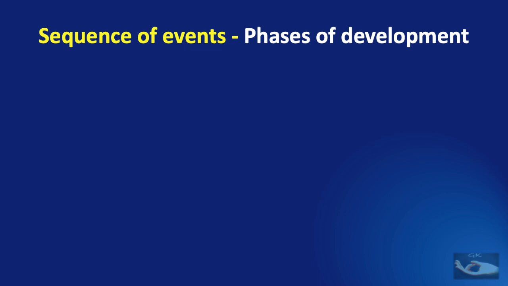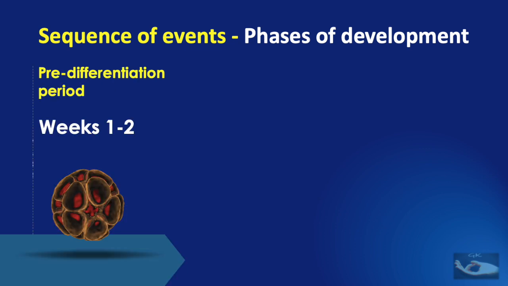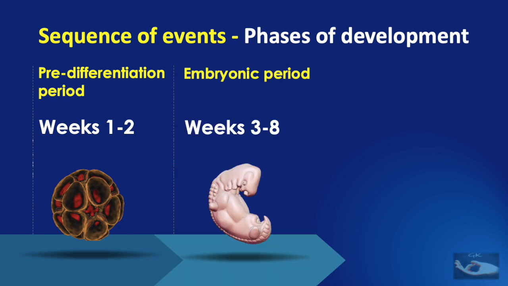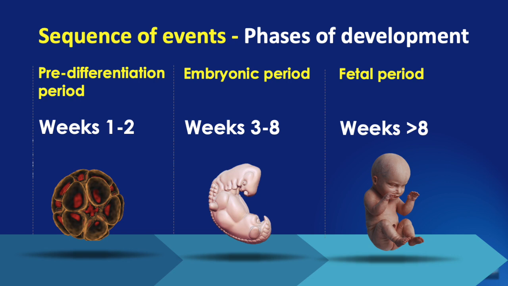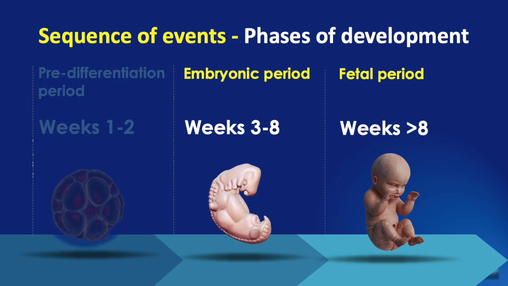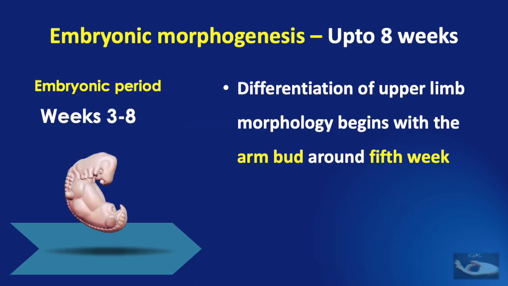When we consider the phases of development, we will note that there are three separate phases: the pre-differentiation period between weeks 1 and 2, the embryonic period between weeks 3 and 8, and the fetal period beyond 8 weeks. As far as the upper limb development is concerned, it is mainly in the embryonic period and the fetal periods. In the embryonic period, that is between weeks 3 and 8, the differentiation of upper limb morphology begins with the arm bud or the limb bud, which develops around the 5th week.